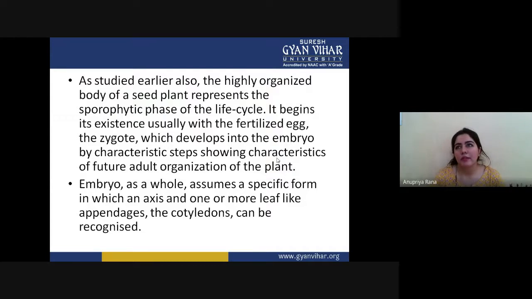But in the case of gymnosperms, there will be some embryo formation which can have a larger number of leaves, but that is rare. So normally there will be one leaf or two leaves, based on the cotyledon. If they are monocots, there will be one leaf structure. If they are dicotyledons, there can be two leaf structures. This type of normal structure can be seen inside the embryo.